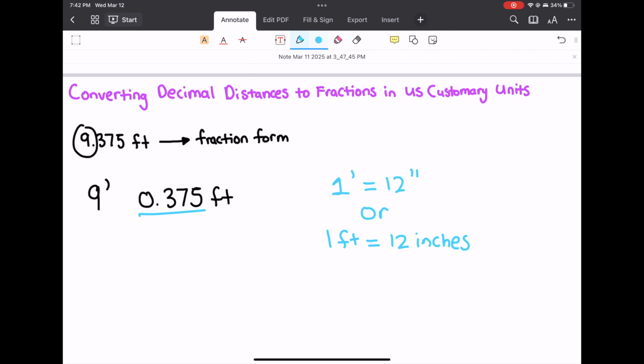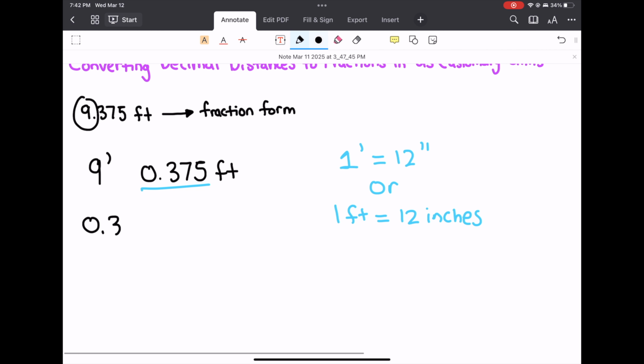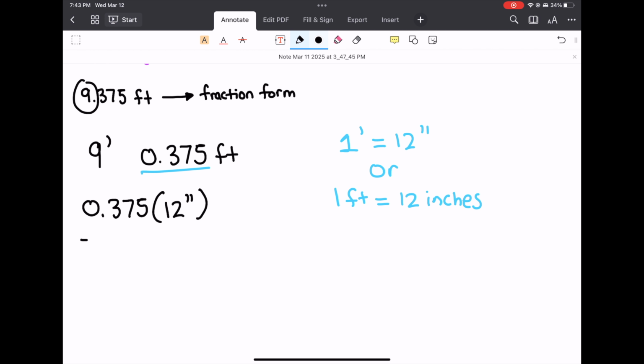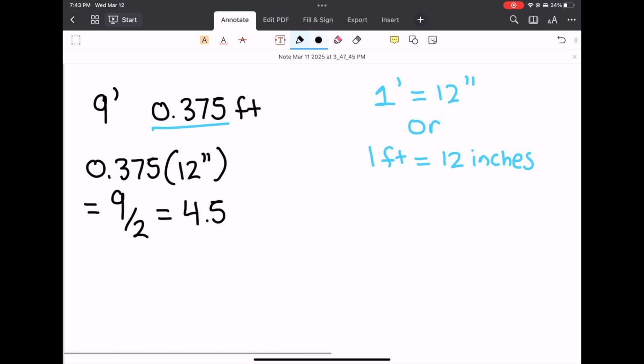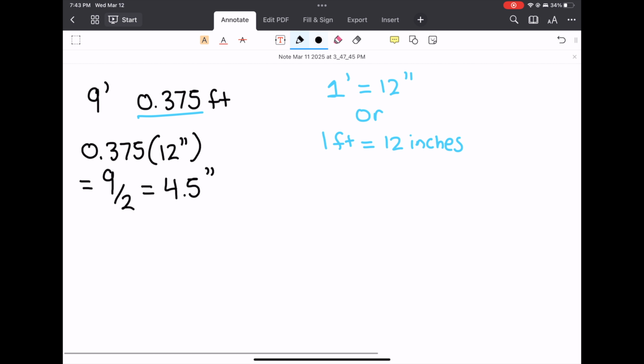So this is 0.375 of a foot. Since we know that it's 0.375 of a foot and 1 foot is equal to 12 inches, we just have to multiply 0.375 by 12 inches. It's like a conversion factor. And after we multiply these two, we get 9 over 2 in the calculator, which is also equal to 4.5 in decimal. So this 4.5 is in inches.